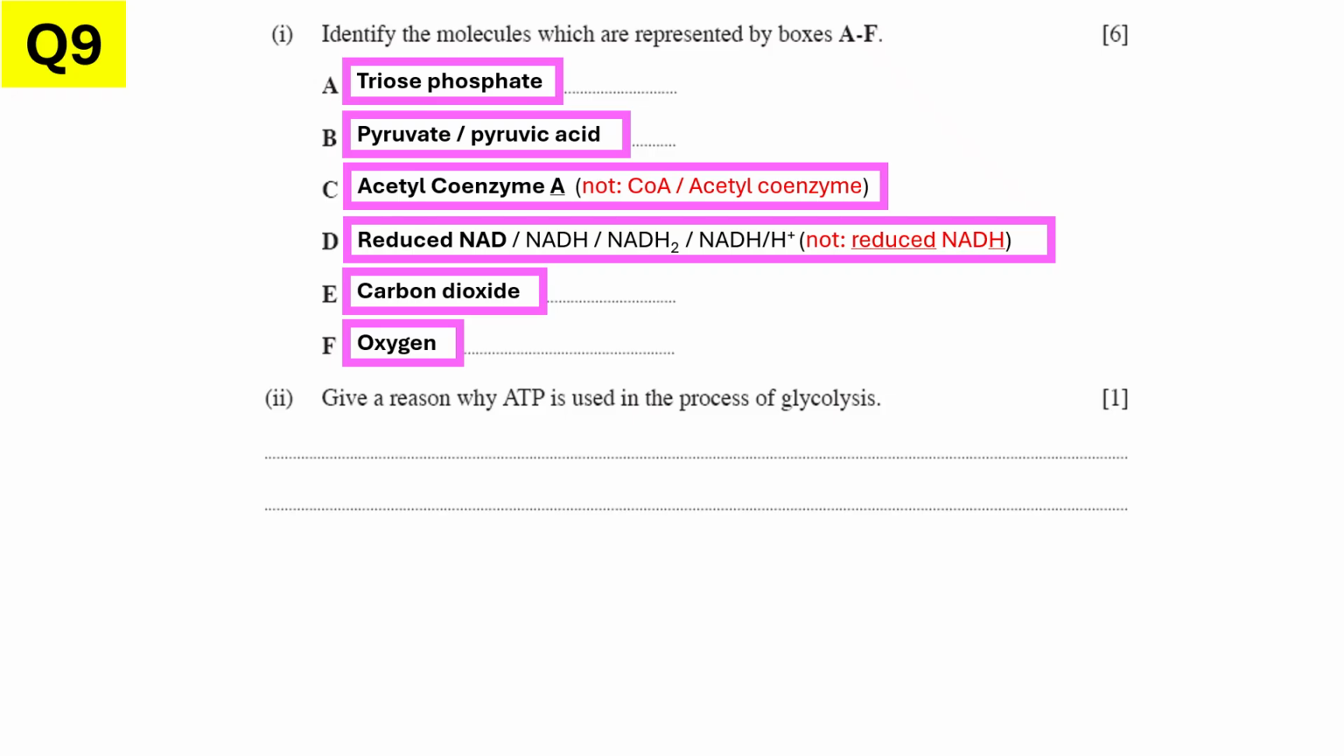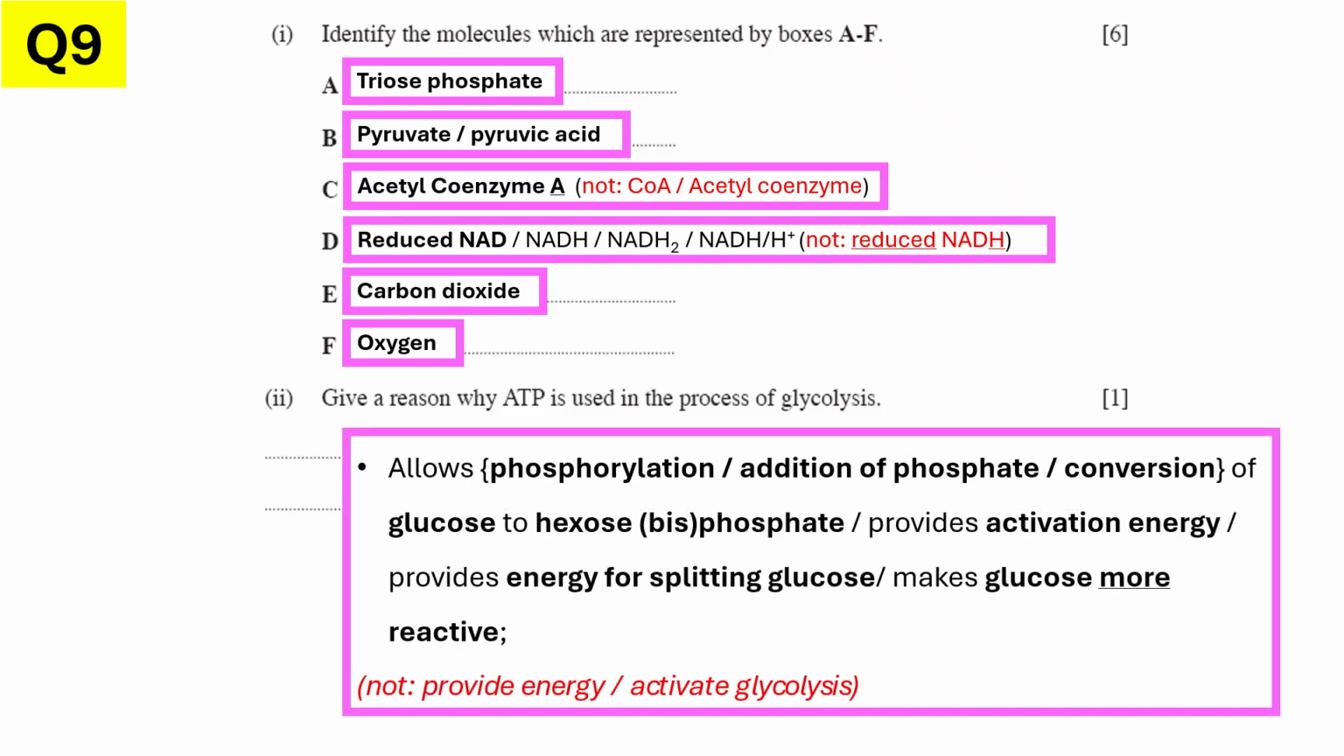Now the next question says, give a reason why ATP is used up in the process of glycolysis. So it's really important to get the keywords correct. So we know ATP supplies phosphate ions, and the phosphate ions are used to phosphorylate glucose to make hexose bisphosphate. Now hexose bisphosphate we know is very reactive, unstable, and that's the molecule that's going to split into two molecules of triose phosphate.